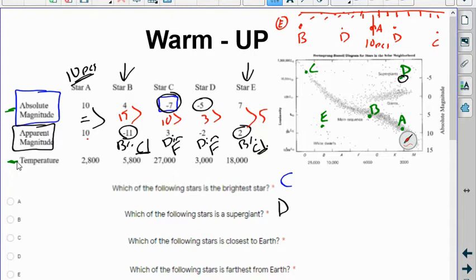Okay. So the answer down here, which star is farthest from the Earth? Oh, I thought it asked closest. The farthest from the Earth would be star C.